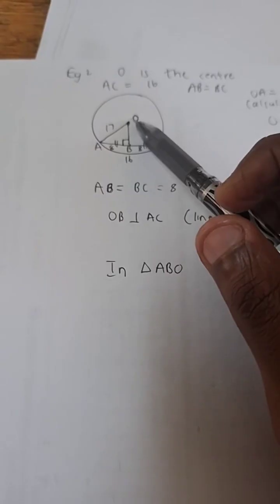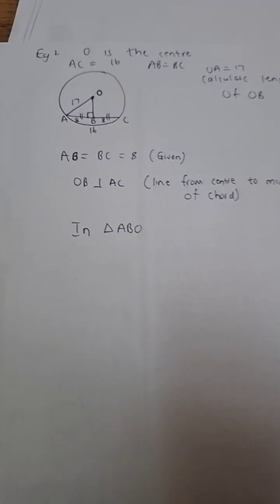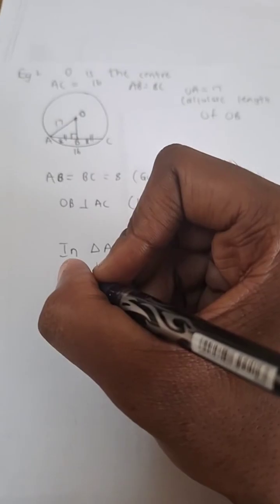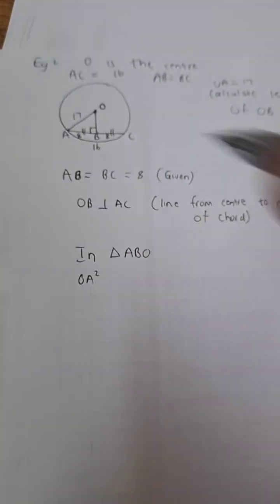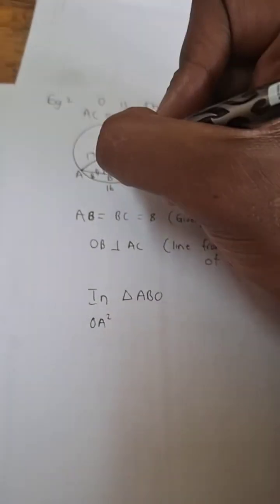We already have the length of OA. Now we just want OB. When we have one missing side in a right angle triangle, Pythagoras can be used very nicely. So what do we say? The square of the hypotenuse side. What is the hypotenuse? The hypotenuse is the longest side in a triangle. It's always opposite your 90-degree angle.